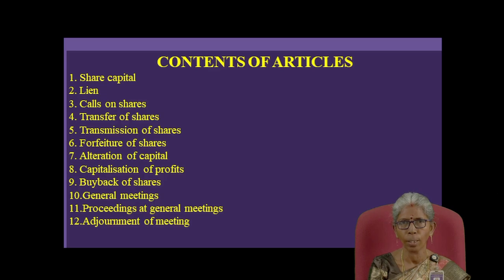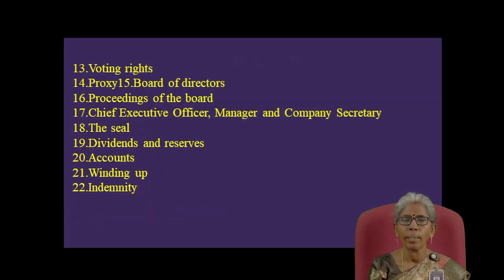Then capitalization of profit. Buyback of shares. General meetings of the company. Proceedings at general meetings. Adjournment of meeting. Sometimes the meeting may be postponed. In that case, the adjournment of meeting rules must be followed. Then voting rights. Then proxy, board of directors, proceedings of the board, chief executive officer, manager and company secretary, the seal of the company, dividends and reserves, accounts of the company, winding up and indemnity.